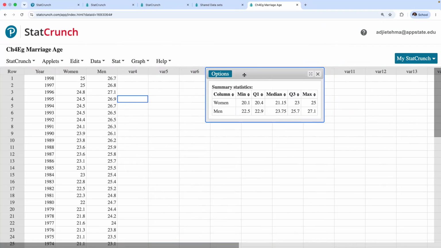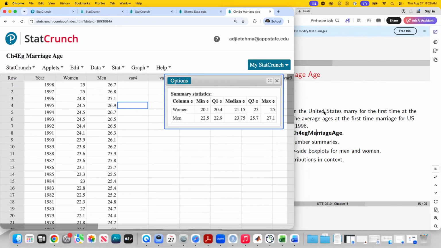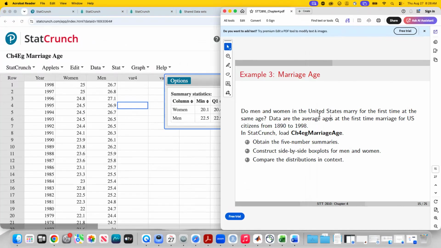Now, the purpose of this class is not only to get these numbers, but to make meaning of this summary here. Who would help us to interpret this? The question is asking whether men and women marry at the same age. Let's check. Yes, it's asking whether men and women marry for the first time at the same age.